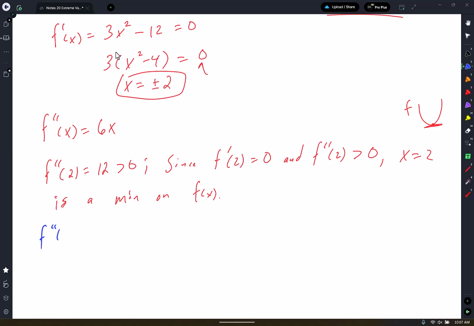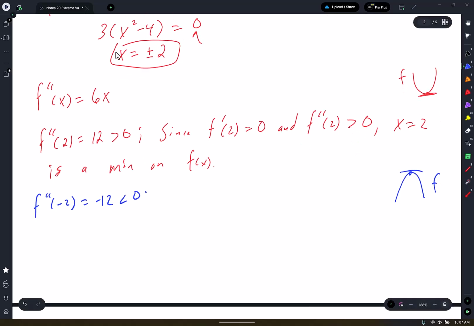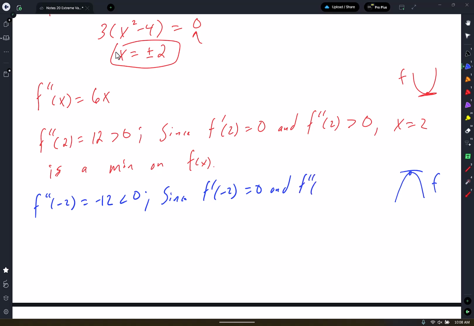F double prime of negative 2 equals 6 times negative 2, which is negative 12, and that is negative. And because you're concave down, draw a little picture. Concave down, it's a max. So I'm going to write, since f prime of negative 2 equals 0 and f double prime of negative 2 is negative, x equals negative 2 is a max on f of x.